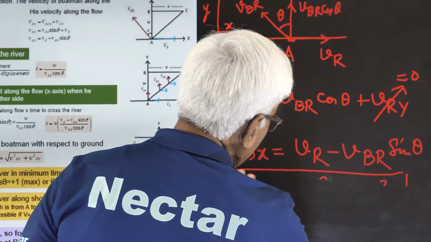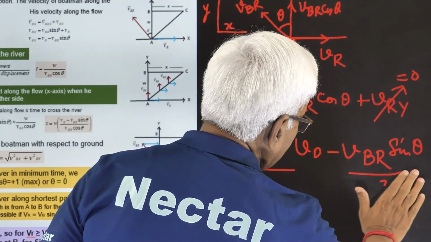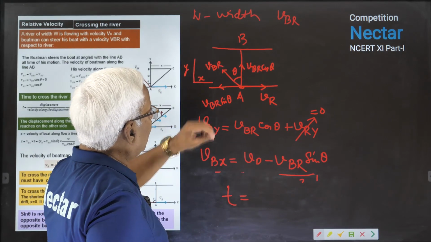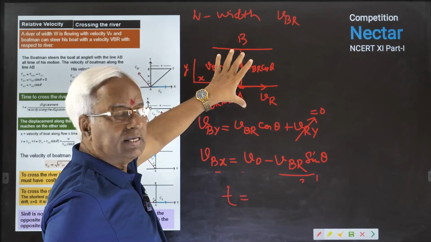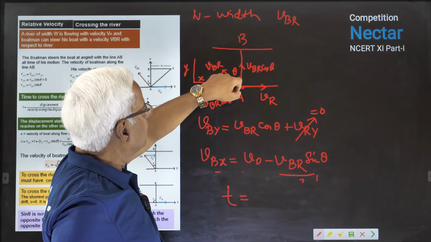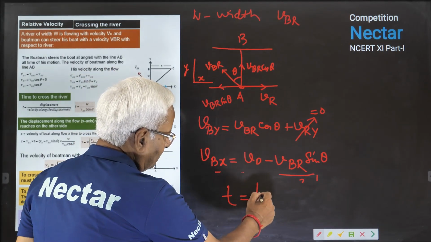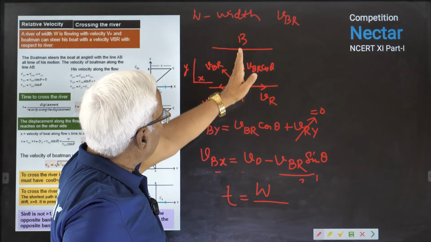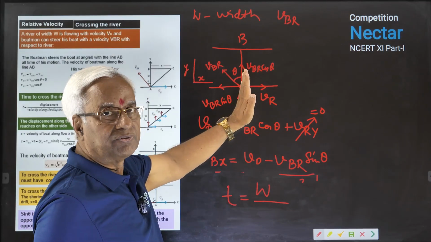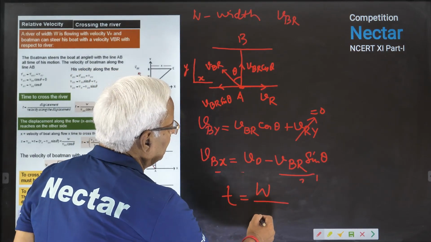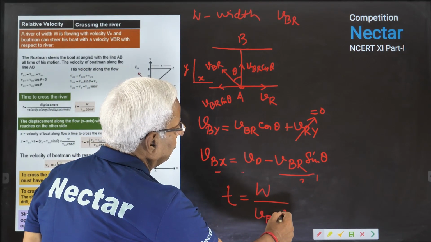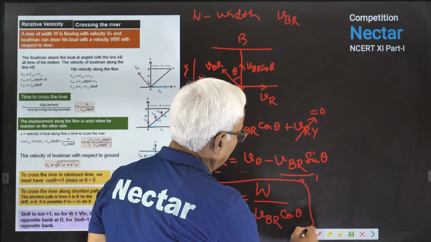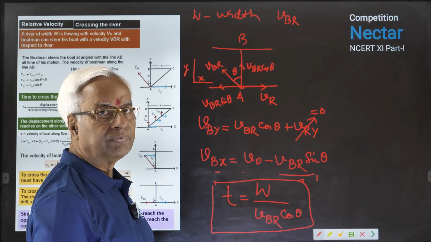If you want to find the time taken in crossing the river, consider y-axis. Here, the distance to be covered along y-axis shall be W, the width of the river. And the velocity along this axis, that's y-axis, is only VBR cos theta. This is the time taken in crossing the river.